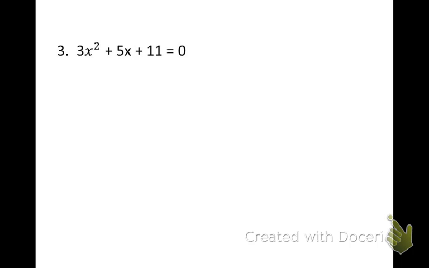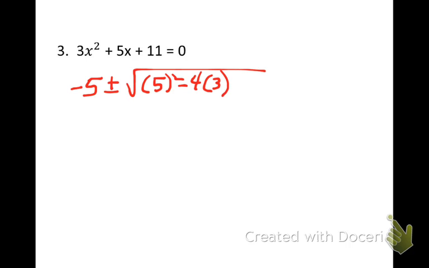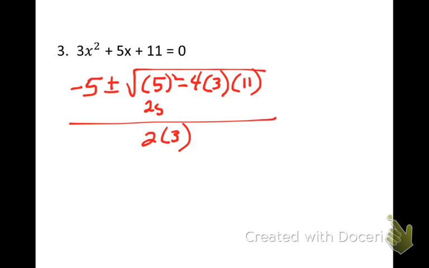Okay, this one's already set equal to 0, so we're just going to put it in our formula. Negative b plus or minus the square root of b squared, so that's 5 squared, minus 4 times a, which is 3, times c, which is 11, all over 2 times 3. 5 squared is 25, minus, this time we have to multiply all this, we're going to get 132. So you do that and you're going to get negative 107.